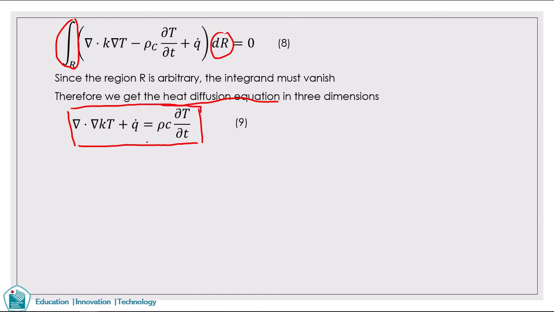And we arrange again, so the q dot remains on the left hand side, and the rho c times the change of temperature over time is on the right hand side. However, this equation has limitations. First, this is for an incompressible medium and there's no convection.